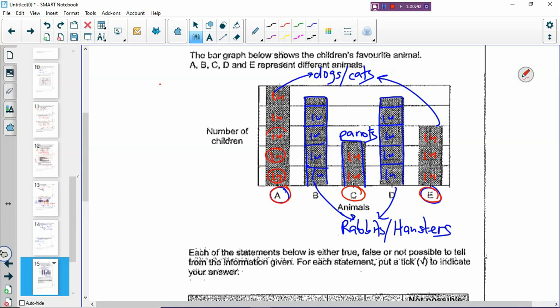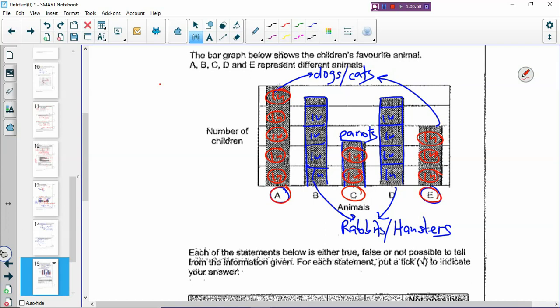1, 2, 3, 4, 5, 6, 7, 8, 9, 10. About at least more than 10 units. But those who like rabbits and hamsters, how many are there? There are 8 units, all right? About 8 units. So not 50%.